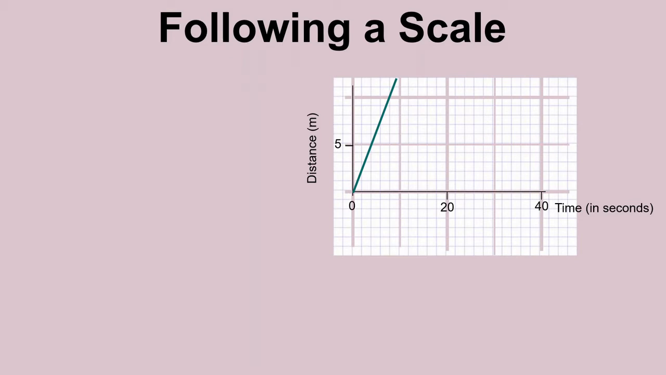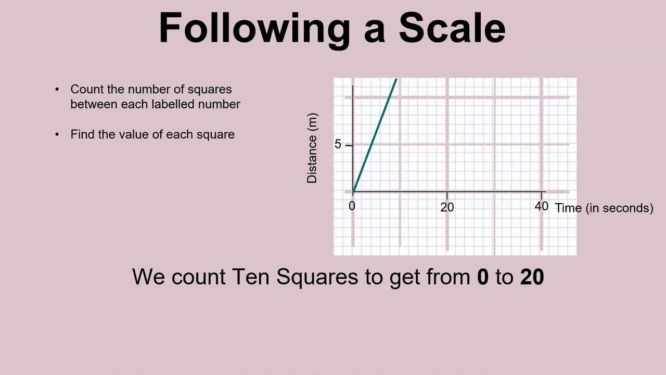To work out the scale of a graph when not all of the squares are labeled, we should first count the number of squares between each labeled number. So if I look at my time axis down here, I can see that there are 5, 10 squares to get to 20. Then let's find the value of each of these squares.